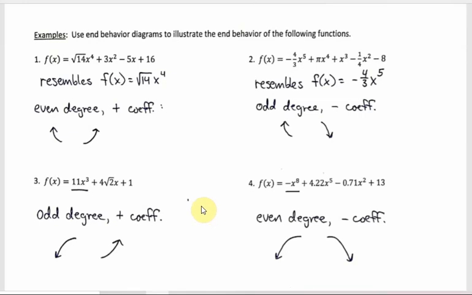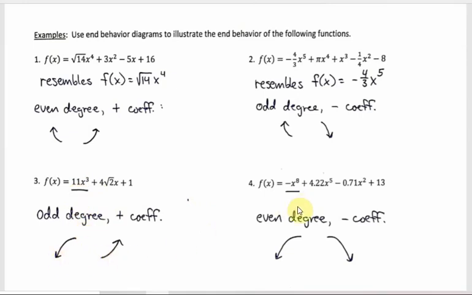The other two down here, I didn't write out as much, like the resembles part. I just underlined the leading term to signify that's the thing you want to be looking at. So here, you want to look at that leading term, that 11x cubed. That's odd degree because that's an x cubed and it's a positive coefficient, right? 11's a positive number. So there should be up on the right, down on the left.